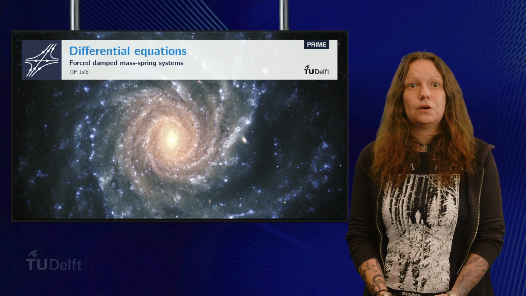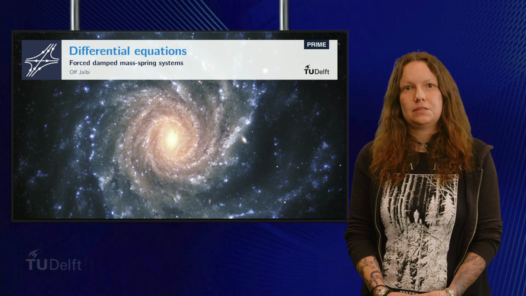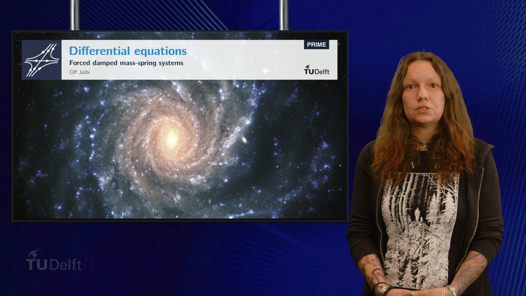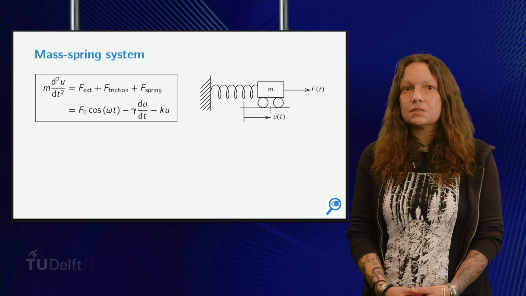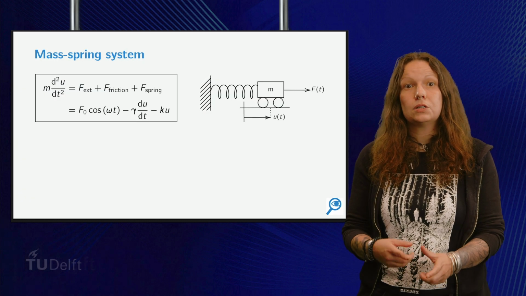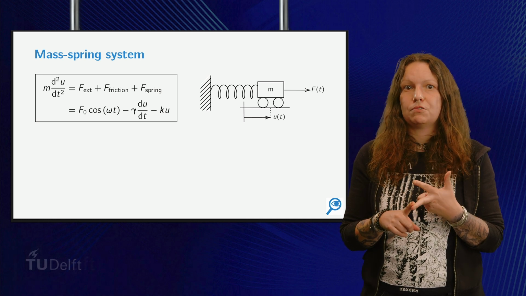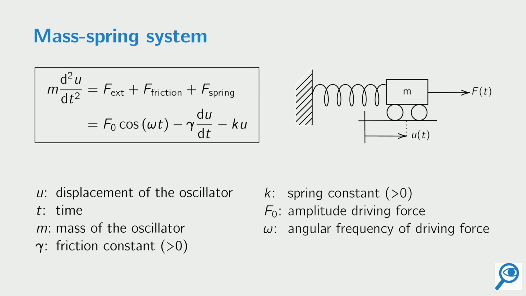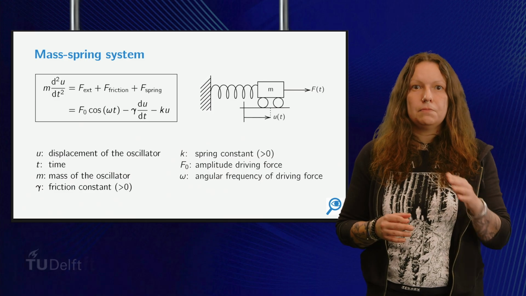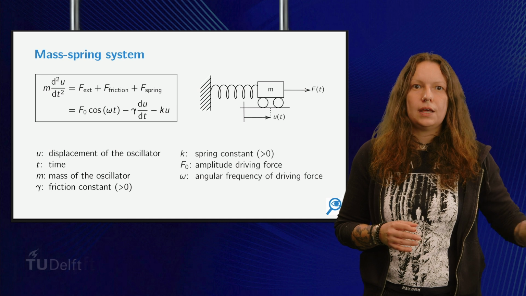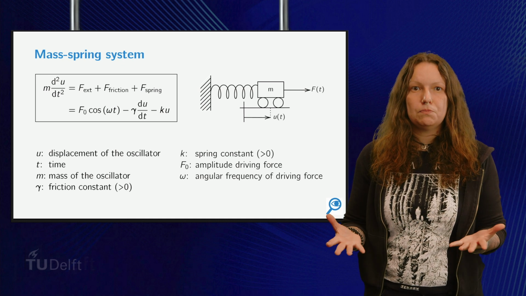Welcome to this video on force-damped mass spring systems. Consider the equation of motion for a mass spring system, including terms for an external driving force, a frictional force, and the spring force. Damping occurs when friction or air resistance causes the oscillation to lose energy over time. As a result, the amplitude gradually decreases and the system eventually settles unless an external force keeps it moving.